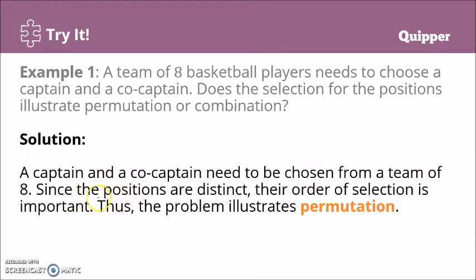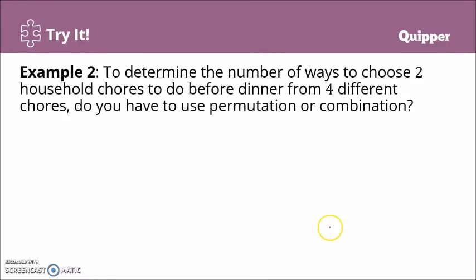So, a captain and a co-captain need to be chosen from a team of 8. Since the positions are distinct, kailangan yung isa captain, kailangan yung isa co-captain. So, their order of selection is important. Thus, the problem illustrates a permutation. The order is important, so that's permutation.